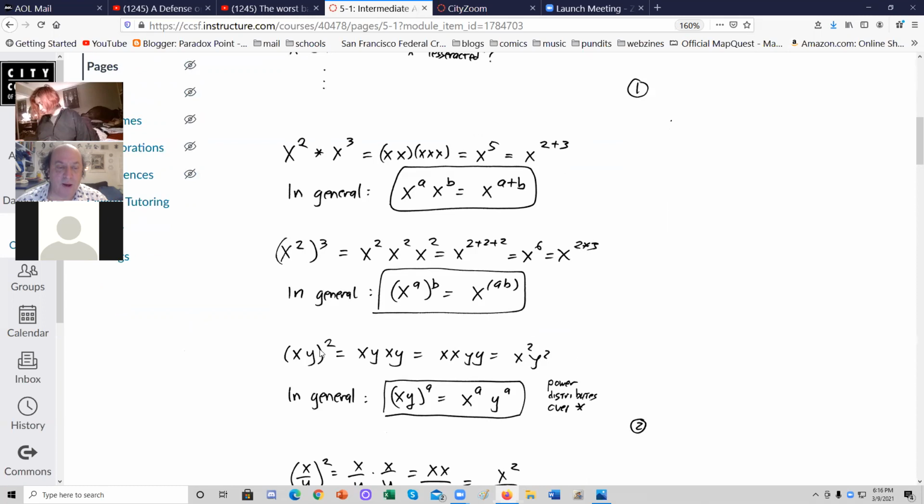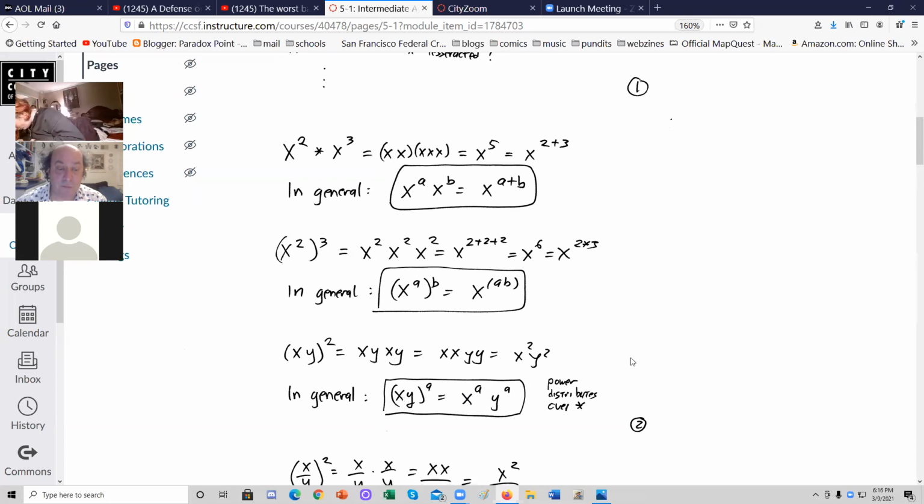If we had a product and squared that, xy all squared is xy times xy. That's 2 x's times 2 y's, x squared times y squared. And in general, a power of a product is a product of the same powers. xy to the power a equals x to the a times y to the a. So powers, exponents, distribute over multiplication. It's much the same way that multiplication distributes over addition.